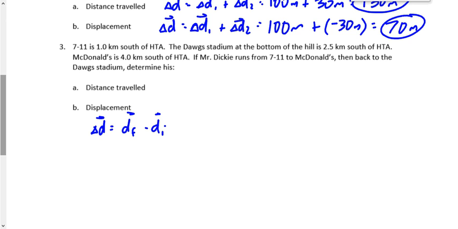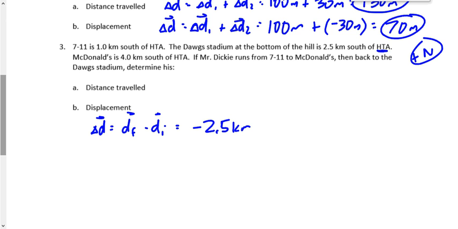My final position here is the dog stadium, right? And the dog stadium is 2.5 kilometers south of HTA. So that means my final position will be negative 2.5 kilometers. Does that make sense? Did anybody define south as positive? Is that okay? Yes, it is. I'm going to keep it as negative actually, but it's okay to make it positive as long as you specify that. So my final position is negative 2.5 kilometers south of HTA.